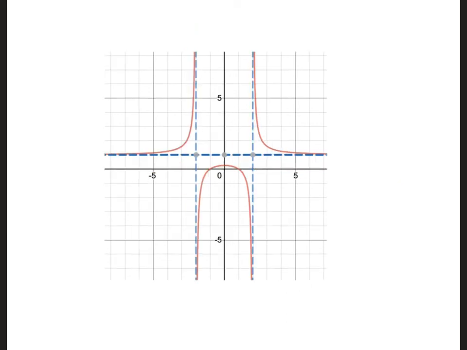Let's take a look. Here's another example that has 2 verticals and 1 horizontal. Notice that it is possible to have more than 1 zero. This one happens to have 2 zeros and 1 y-intercept.